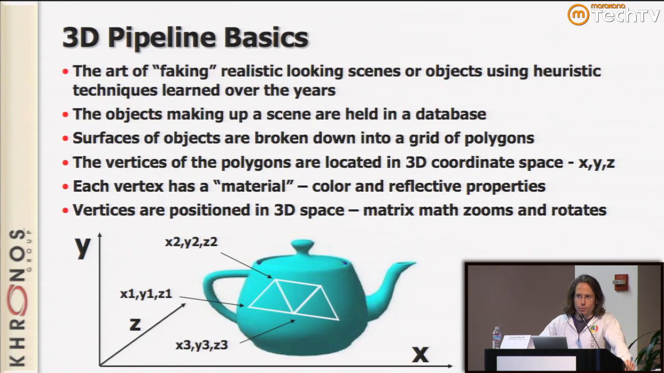So what's 3D? Basically, 3D is a bit of a cheat. It's an art of faking what looks photorealistic by using heuristics that have been developed over the years. The earliest sorts of 3D effects were fairly simple.